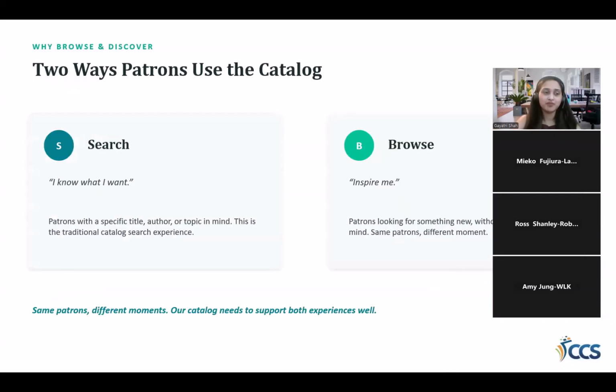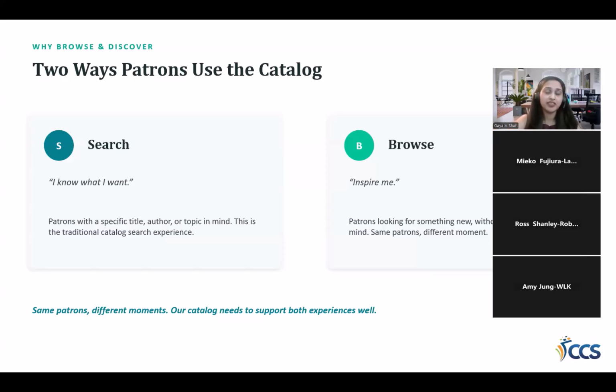So, to understand why this feature exists, it helps to think about two ways patrons use your catalog. Sometimes they know exactly what they want, whether it's a specific title, a specific author, or a research topic that they have in mind, and then they will head straight to search. And other times they're not really looking for anything in particular. So they just want to be inspired.